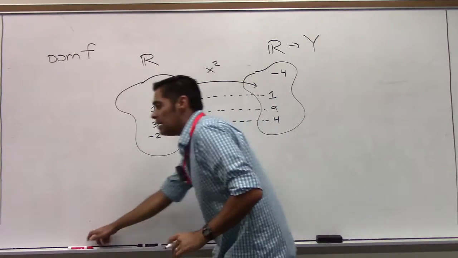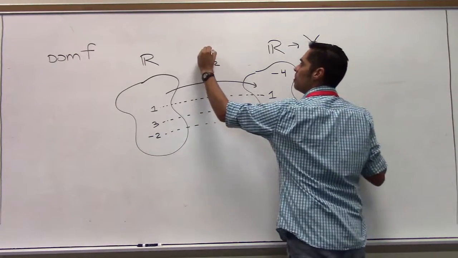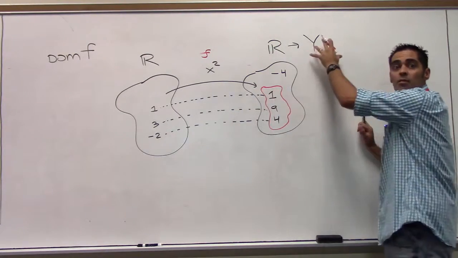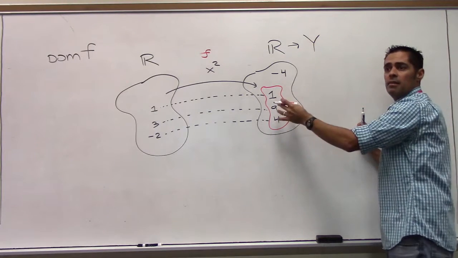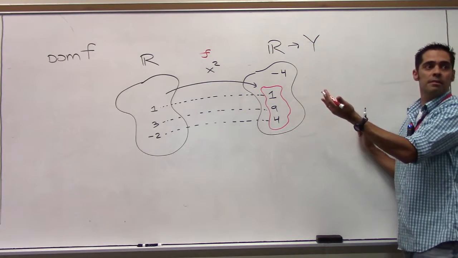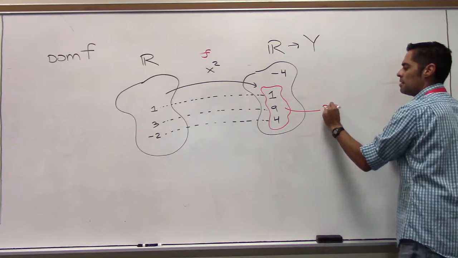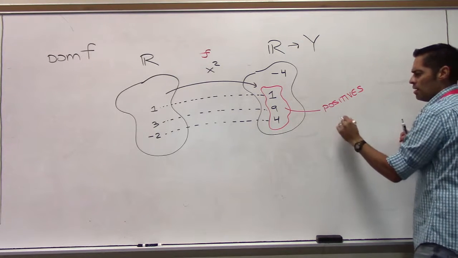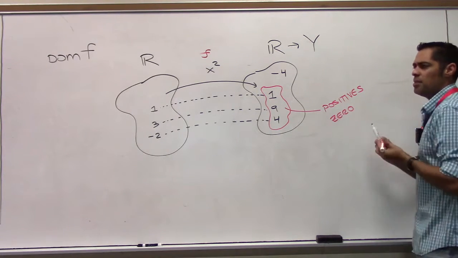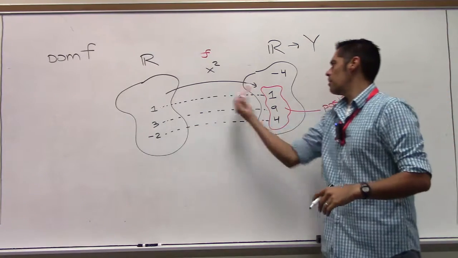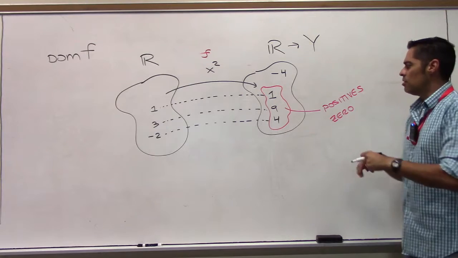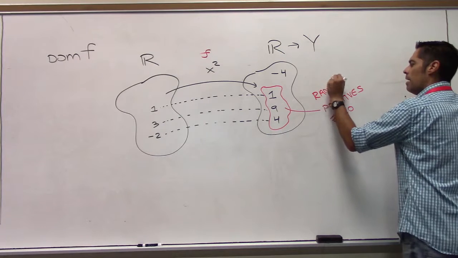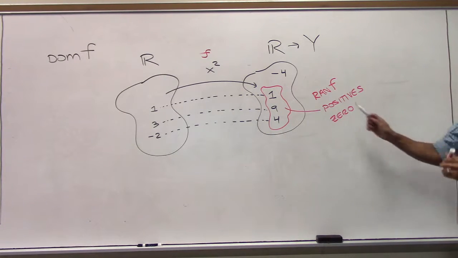So the range of f, if this is my function f, is actually a smaller set than y, isn't it? It's inside of y, but it's not all of y. In this case, it would just be the positives and zeros in there too, right? Because you can get to 0, can't you? 0 squared is 0. The way we denote range is ran f. The range of f is just the positives and 0.